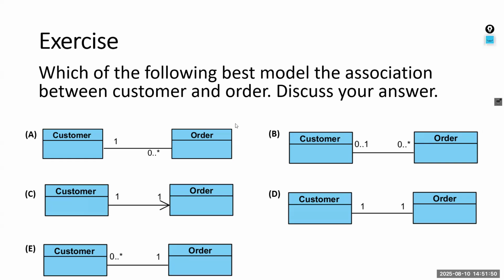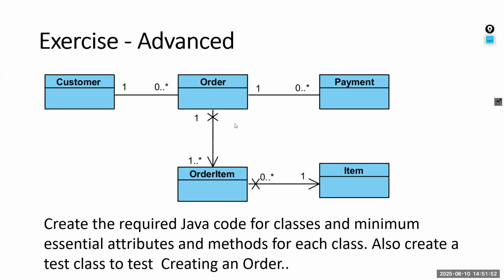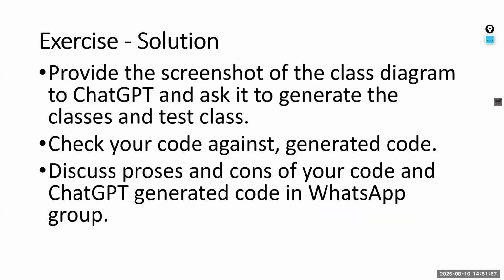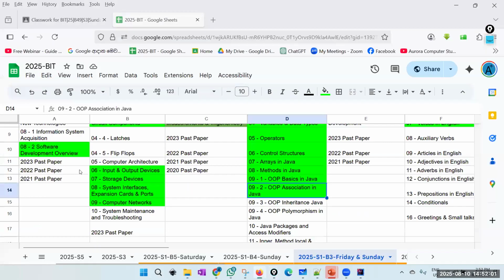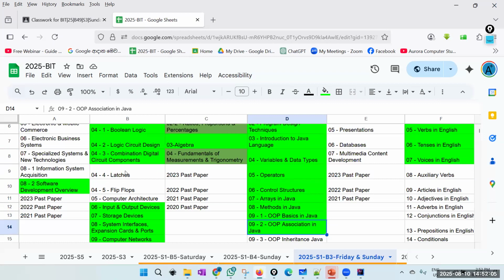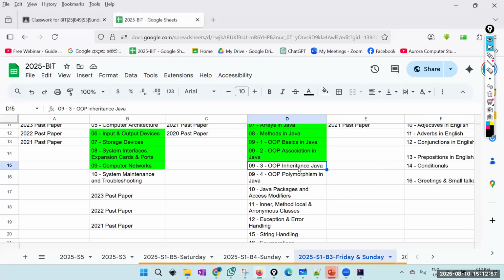So the answer is A, right? Right. So don't worry too much about this. If you have time, do this. So that's it about association. Okay, so now we are done with association. Right, so let's move on to inheritance.